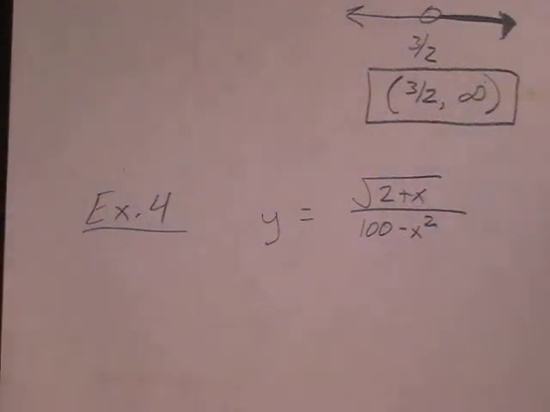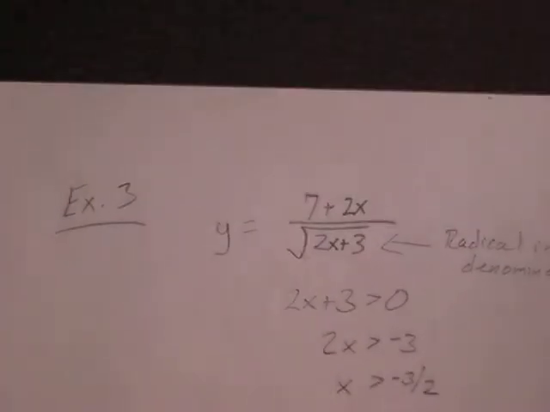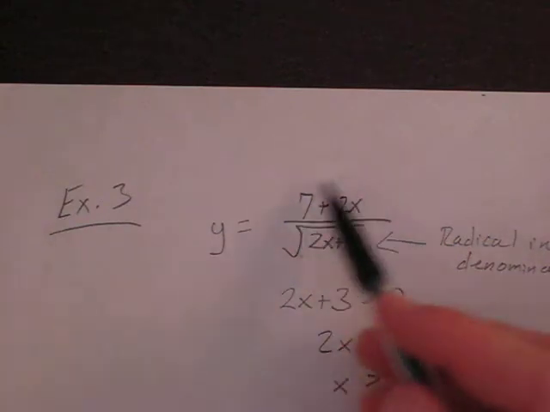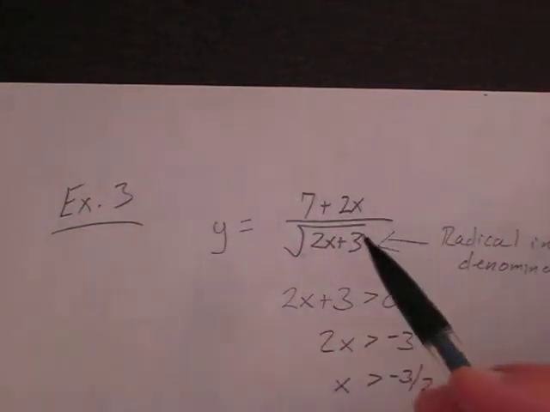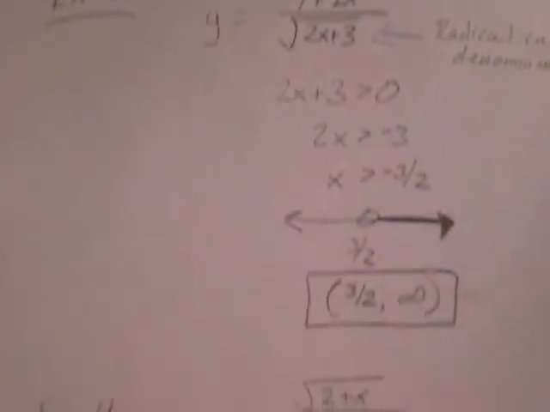And this is the last one. Okay, in all these other examples, the numerator, like this right here, 7 plus 2x, didn't have a radical and it was in the numerator. So we didn't do anything with it when we were trying to find domain.